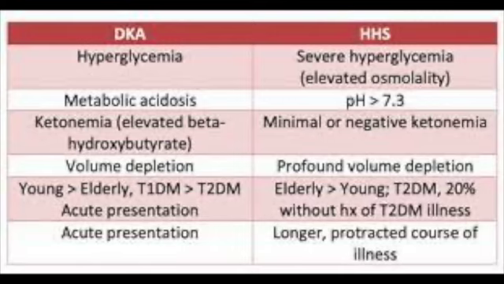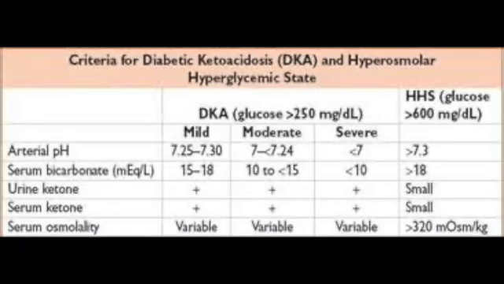So next we'll compare diabetic ketoacidosis with hyperosmolar hyperglycemic state, HHS, a consequence of insulin deficiency and counter-regulatory hormone excess. HHS is more common in type 2 diabetics, seen in older patients, and associated with more severe dehydration and a higher mortality compared to DKA.